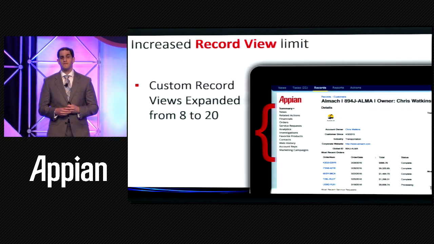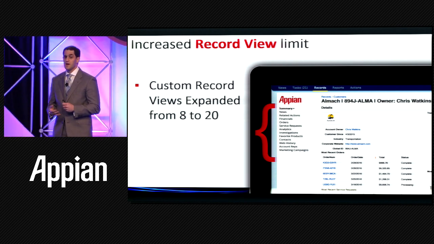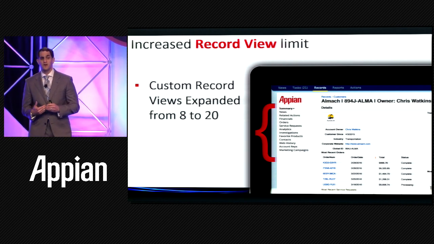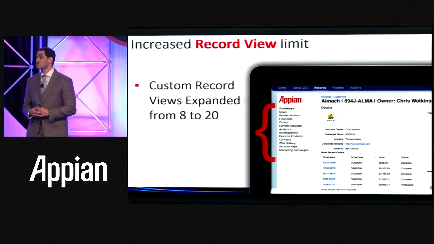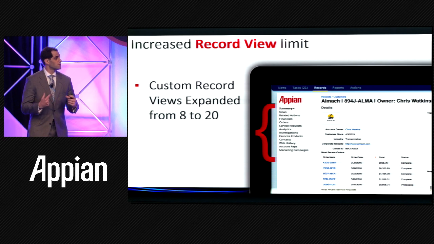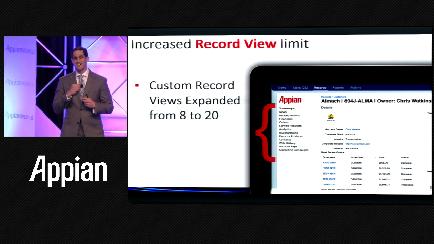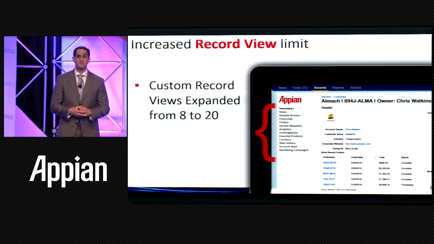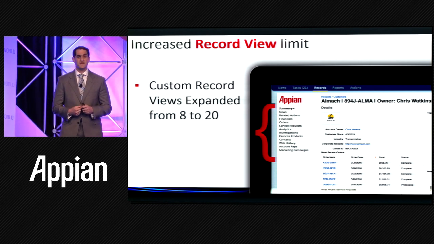Another improvement is that we've increased the limit on the number of custom record views that you can configure for a record. We found that a lot of our customers are using the powerful visibility configuration feature to show different sets of views to different users. So the increased limit allows you to show the most important facets of your records to different people based on who they are or what they need to do.